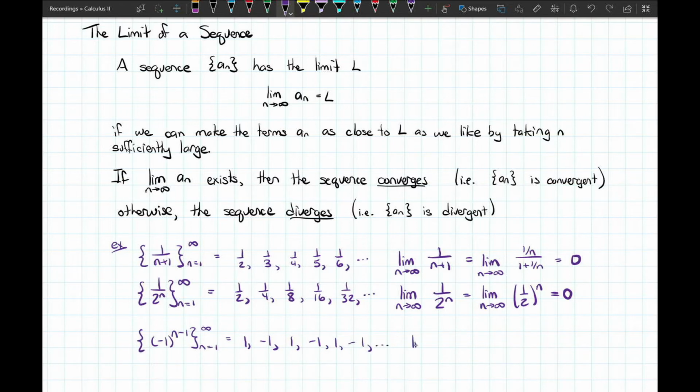Now, when we start taking a look at the limit of that sequence, we're looking at a sequence of -1, +1, -1, +1. And at no point in time are those two alternating numbers going to get closer to the same value. There's no number that we can make the terms an get as close to as we like by taking n sufficiently large. So this is divergent.